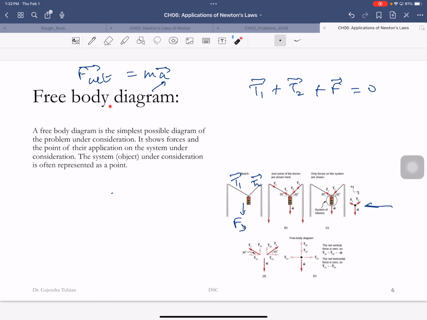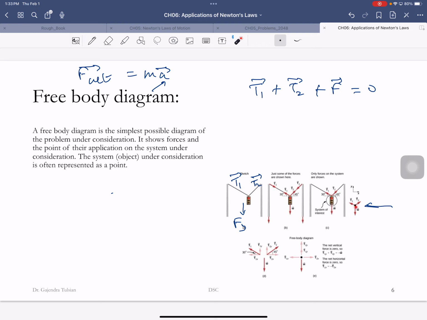Okay, so in a free body diagram, we just draw the essential things. Here's our object that we're considering, and these are the forces acting on the object. If this object is at rest, then the sum of those forces must be 0. And if that object is accelerating, then the sum of those forces must equal the mass times the acceleration of that object.